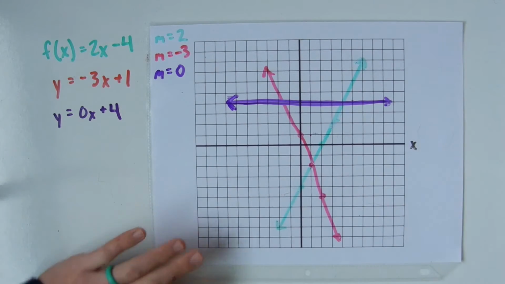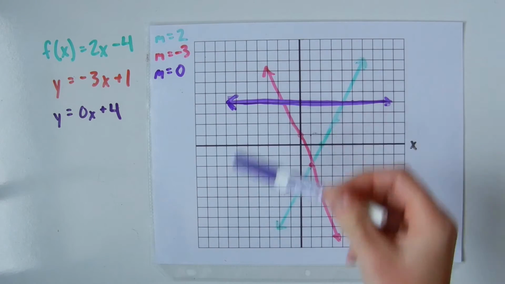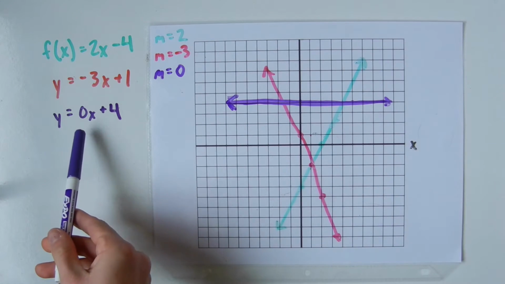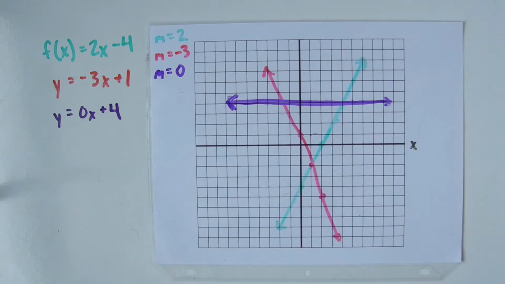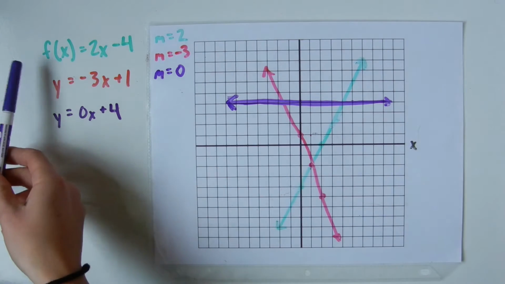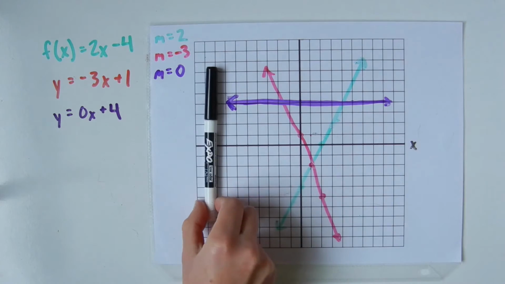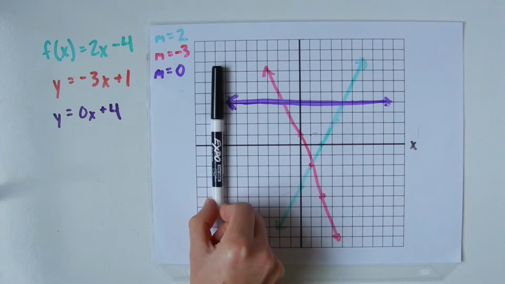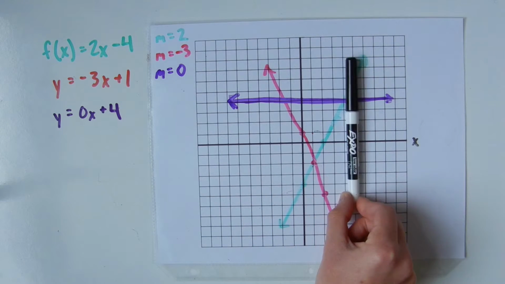So when the slope is 0, we're going to get a horizontal line. So that means for whatever value we plug in for x, y is always going to be the same value. Notice that each of these three are functions. If we do the vertical line test, our vertical line is only going to intersect each equation at one point.